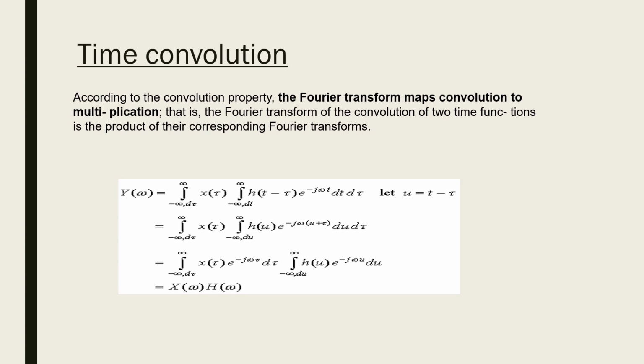The next property is time convolution. According to the convolution property, the Fourier transform maps convolution to multiplication. That is, the Fourier transform of the convolution of two time functions is the product of the corresponding Fourier transform. And here we have done the proof of the time convolution.